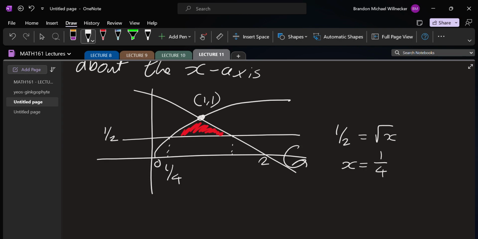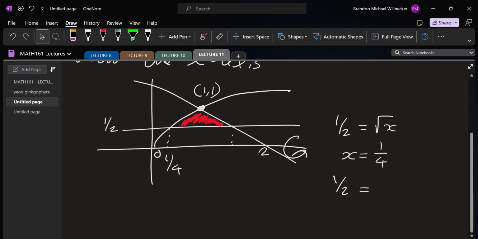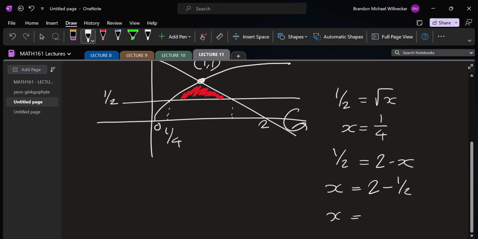Then the next volume we need to find will be from 1 up to that next intersection point. What's that going to be? Again, this y value is a half, so we're going to have 1/2 equals, but now we're working with the straight line. And the line was given as 2 minus x. So we have x is equal to 2 minus a half. So x is equal to, we can make that 4/2 minus a half, so that'll be 3/2. Okay, so that is 3/2 there.